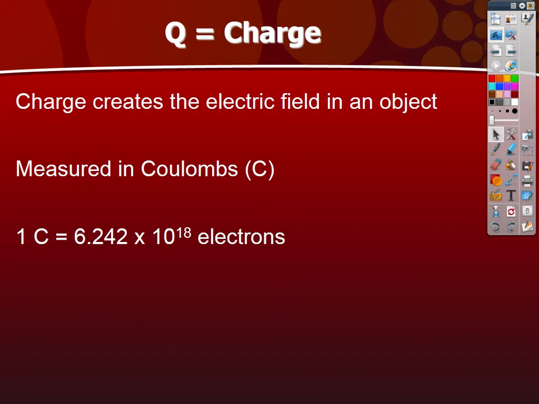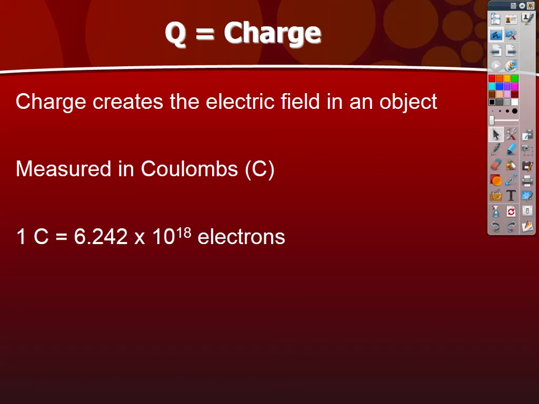We already talked again about charge. So again, some of this stuff is review. Charge creates the electric field in an object. The symbol for it is Q at the top, measured in coulombs. Again, that's all review. We already know that, except we're going to start talking about the flow of this charge.